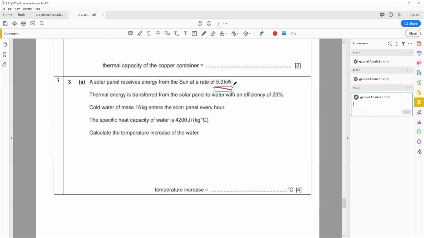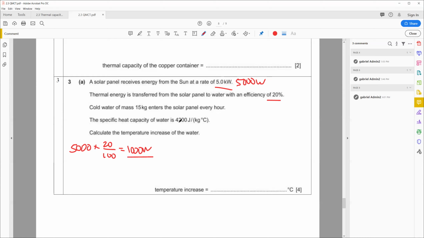Okay, 5K watts, this is obviously the power. So in reality, it's going to be 5,000 watts. Only 20% of it is transferred to the water. So 20% of this is how much? It's going to be 5,000 multiplied by 20 over 100, which is essentially going to be 1,000 watts. How can you use 5,000? They only say the efficiency is 20%, meaning only 20% goes through, you know.